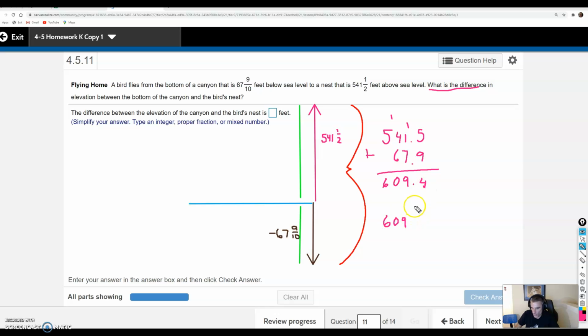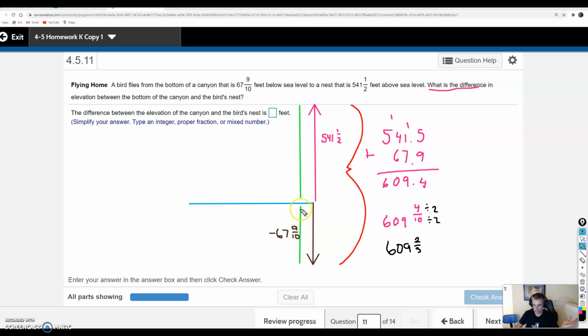Remember, 0.4 is 4/10, but it's not going to like 4/10 because this is not simplified. I can divide 4 by 2, and I can divide 10 by 2, in which case I would get 2/5. So the actual distance between the bottom of the canyon and the very top of the nest, represented by this red swoopy line here, is 609 2/5.